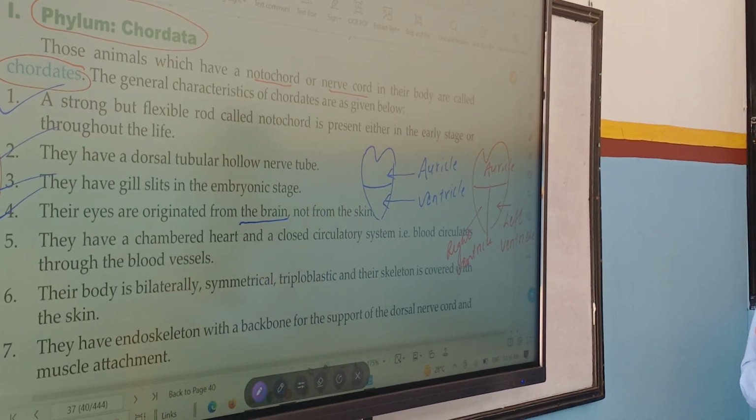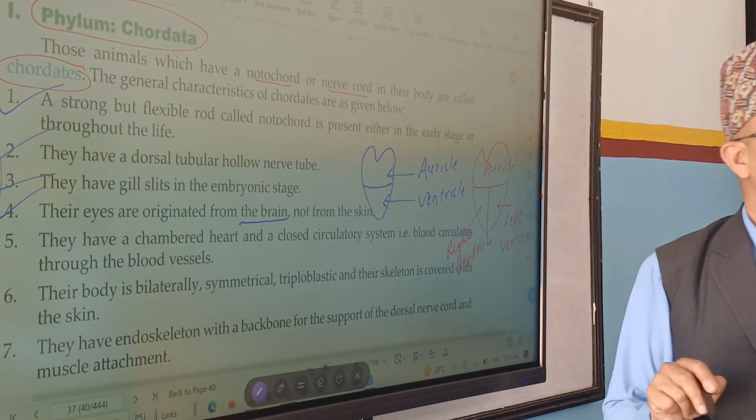So, which group contains a 2 chamber heart? Which group contains a 3 chamber heart?